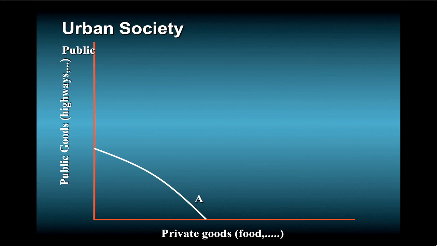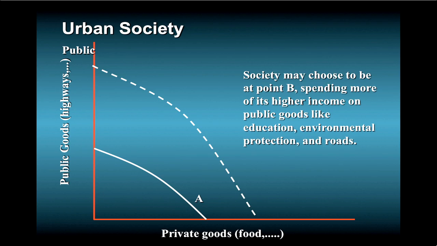However, with economic growth and technological change, a modern, urbanized, and more prosperous economy will have a PPF shifted significantly outward relative to the frontier society. In this case, this society may choose to be at point B, spending more of its higher income on public goods and services like education, environmental protection, and roads.